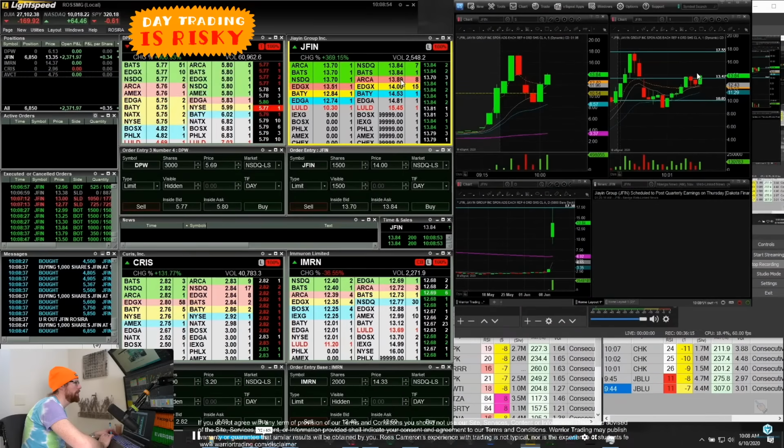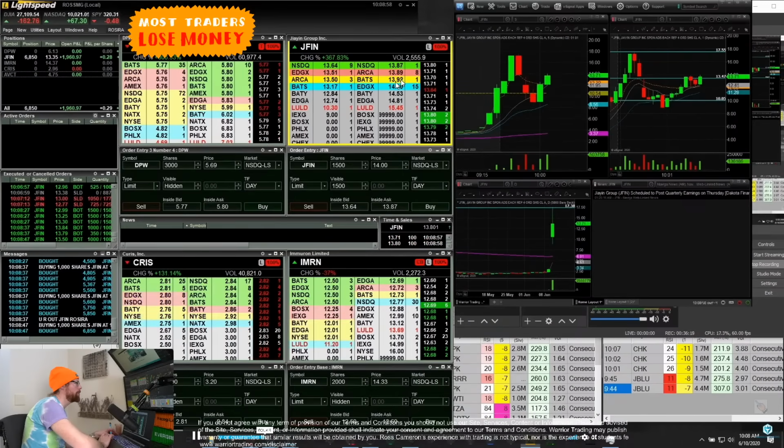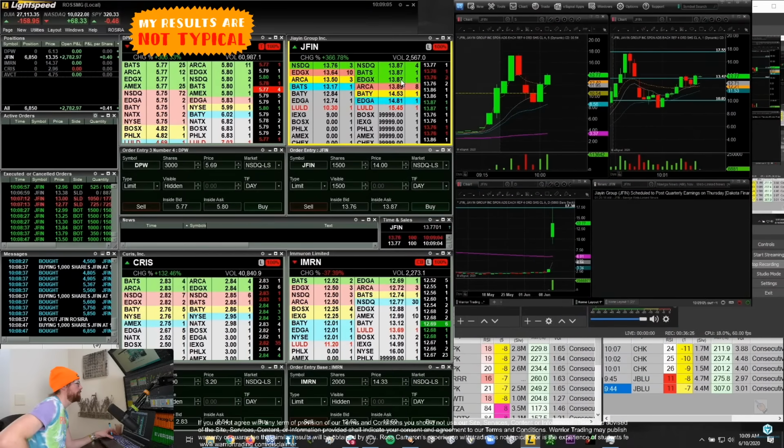This is the first candle to make a new high. We're looking for the squeeze through $14. If we could break through 14, we're going to look for a move back up towards the pre-market high, or the high of day, which is around 17.18.